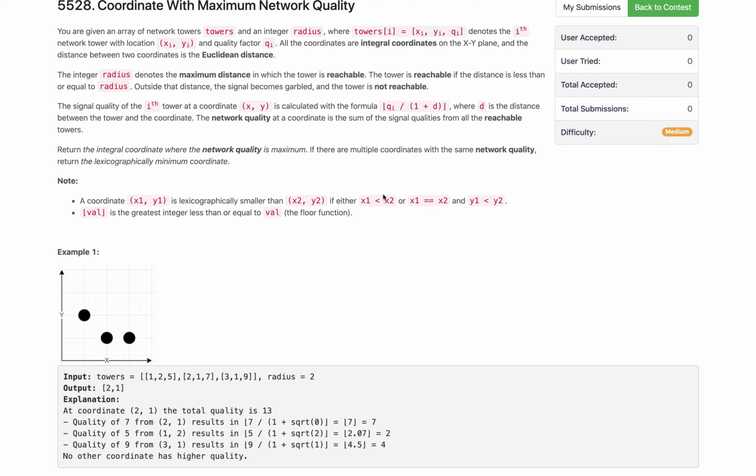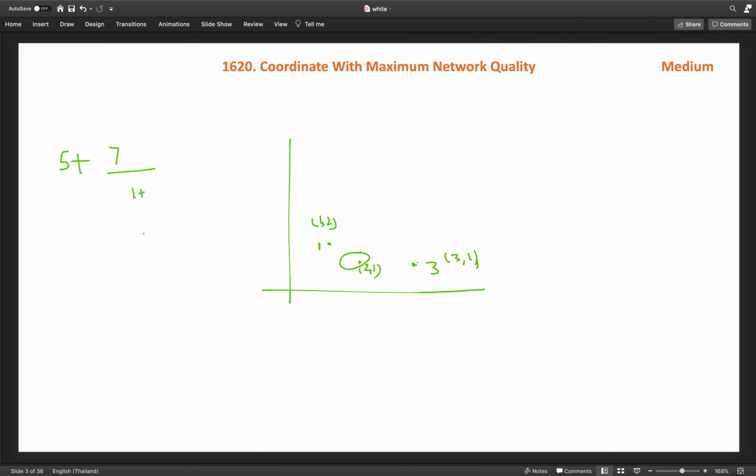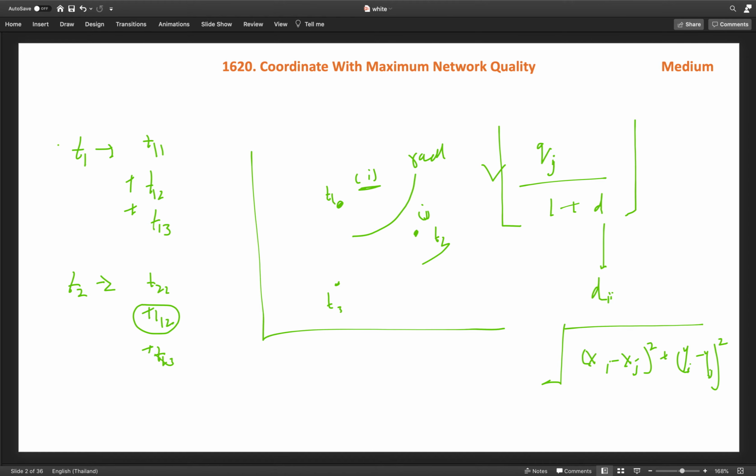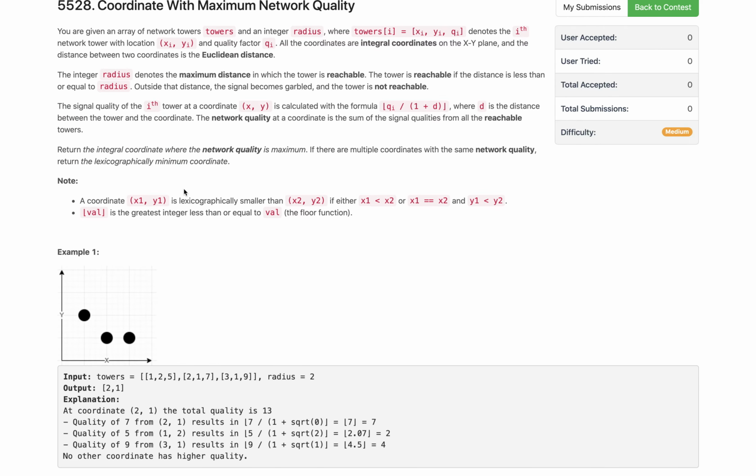So there is a possibility that the total quality we are calculating by summing them up, let's call it total quality TQ, may be the same for two towers. In that case we need to take the tower which has the lexicographically smaller coordinates, and the definition of that is given over here. If x1 y1 and x2 y2 have the same network quality, then x1 y1 is lexicographically smaller if x1 is less than x2, and if x1 equals x2, then y1 is less than y2.